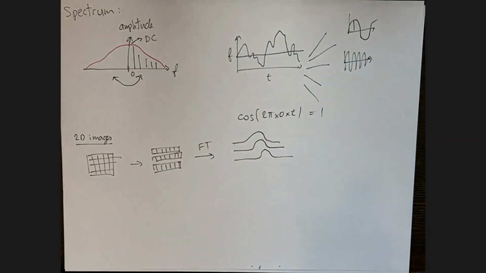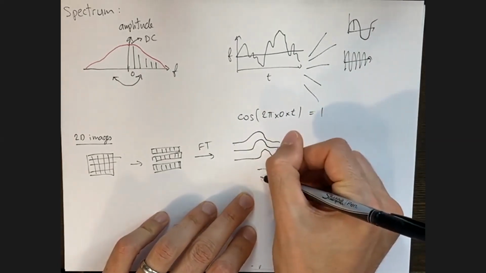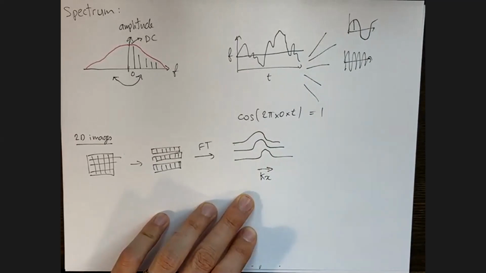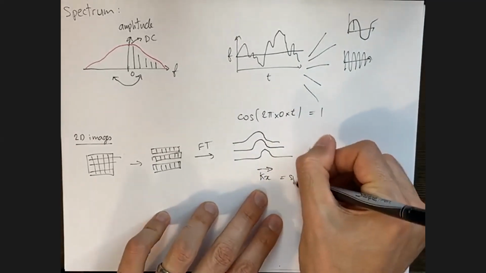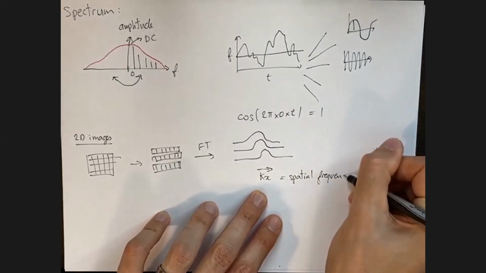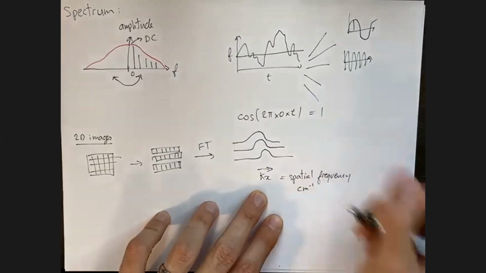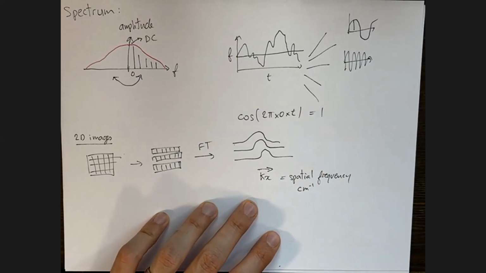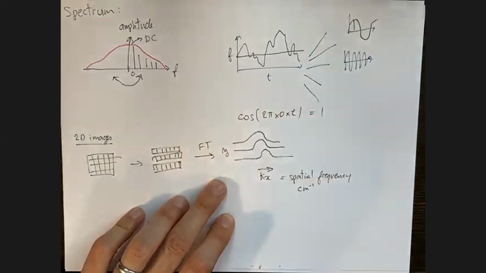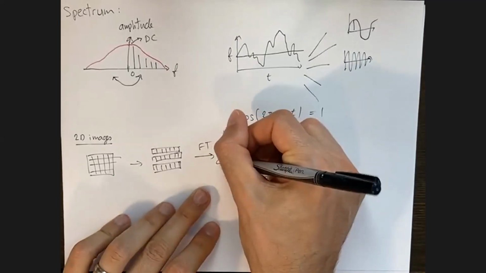In that case, if we look at the units, on the x-axis we have information in terms of frequency. We're going to call it kx. That's going to be spatial frequencies. So kx is spatial frequency, and spatial frequency is in units of inverse space. Typically, we're going to talk about inverse centimeters because the image is going to be in centimeters. And on the y-axis, we still have spatial coordinates, which are in units of centimeters.